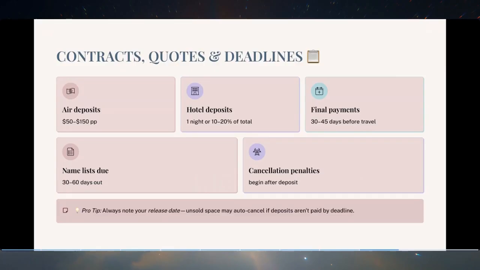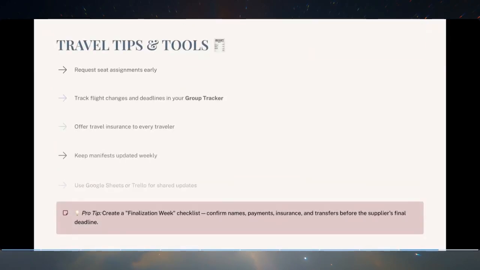You need to know a release date if you have any extra rooms because they will penalize you if you do not book those rooms after a certain date. So you need to know the release date, and any unsold space may auto cancel if deposits aren't being paid by the deadline. You need to let that group leader know because they need to fill the rooms ASAP. All right? So, travel tips and tools.